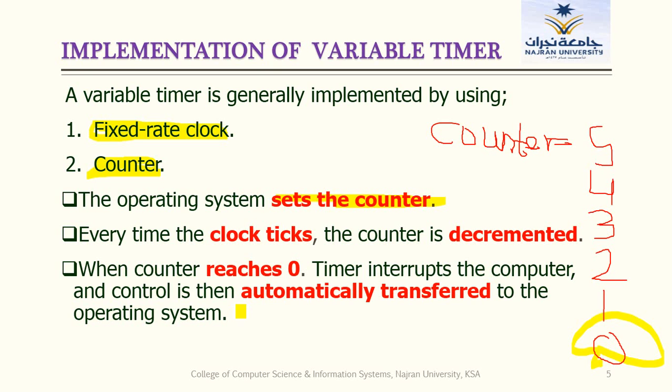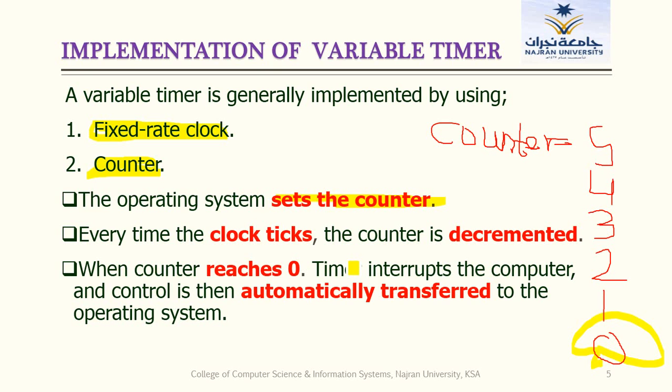So if a user has written any code that has some bug or some problem and is stuck in an infinite loop, the system will not halt. It will give control back automatically to the system.